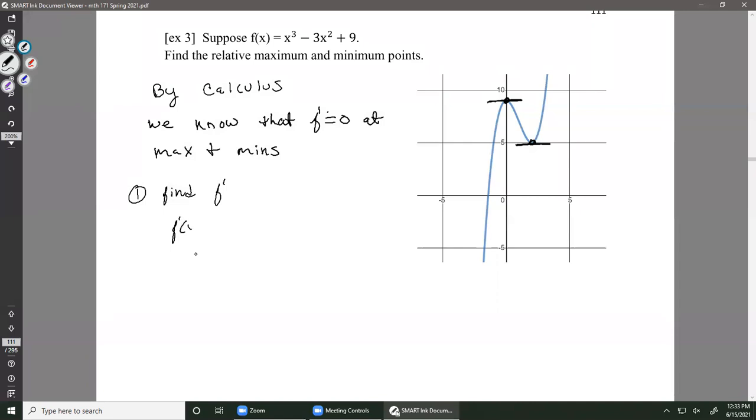So f prime of x is equal to 3x squared minus 6x. Is everyone okay with that? Okay. I took some leaps there, and I know this is a summer course, so if I was in your shoes, I'd be like, where'd you find that derivative from? Okay, so we have our derivative. We know that it's going to hit those curves either when the derivative is 0 or undefined. In this case, 0.